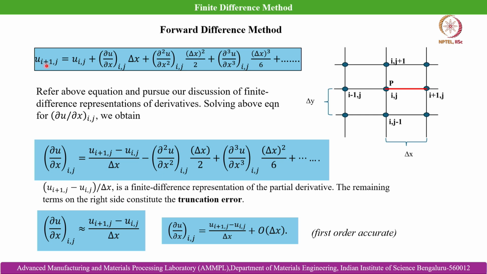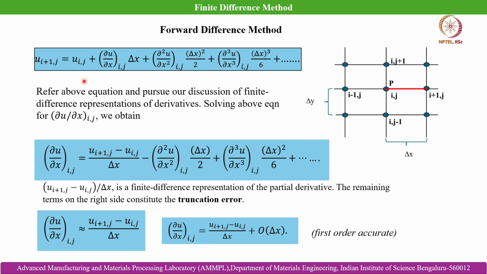Here you can see from this equation, again if you are trying to identify the value of the primary variable u at the location i plus 1, j, which is situated towards the right from the identified node P, and if you again apply the Taylor series expansion, you get u(i+1, j) is equal to u(i, j) plus del u by del x at (i, j) times delta x, plus del squared u by del x squared at (i, j) times delta x squared by 2, and so on.